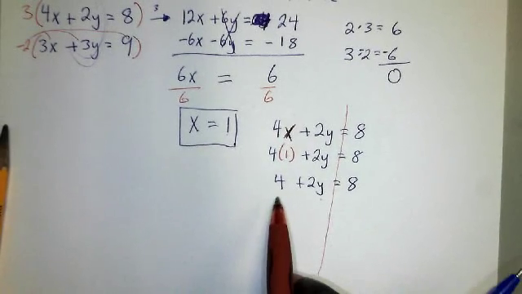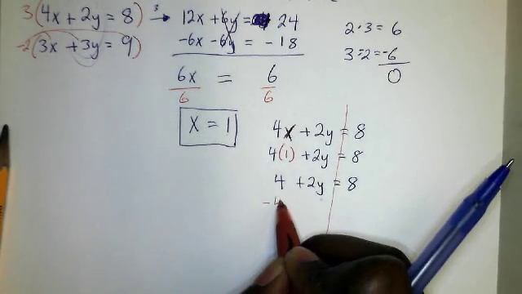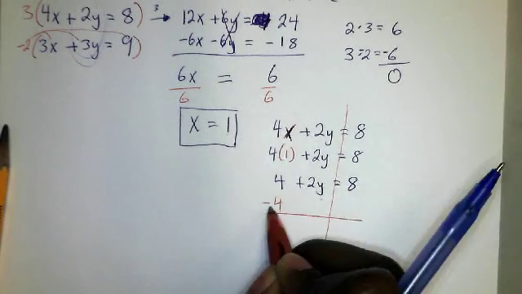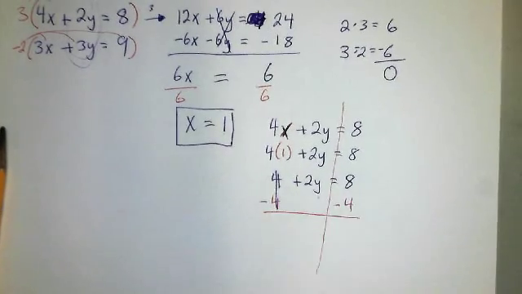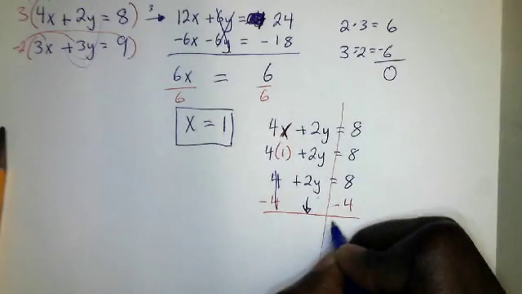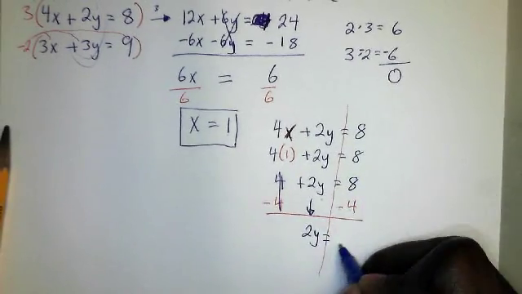So to get rid of the 4, because it's positive 4 and it's being added, we're going to subtract 4. And because we subtract 4 on this side of the equation, we've got to subtract 4 from this side of the equation. This eliminates the 4's here. We can bring down the 2y because we didn't do anything with it, and it's going to be 8 minus 4, which is 4.